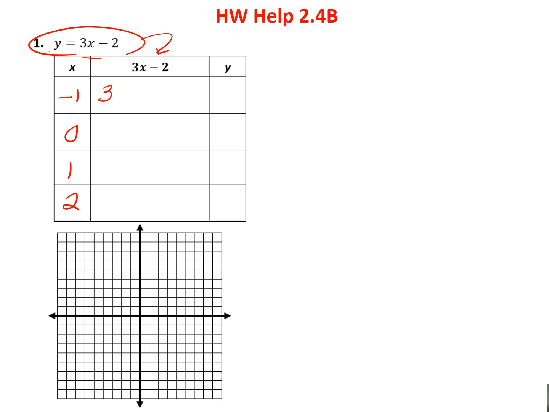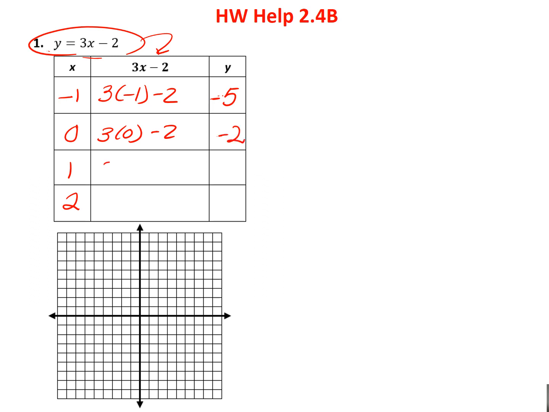So we have 3 times -1 minus 2. So 3 times -1 is -3 minus 2. So y is going to be -5. For our next one, 3 times 0 minus 2. 3 times 0 is 0. So this will be -2.